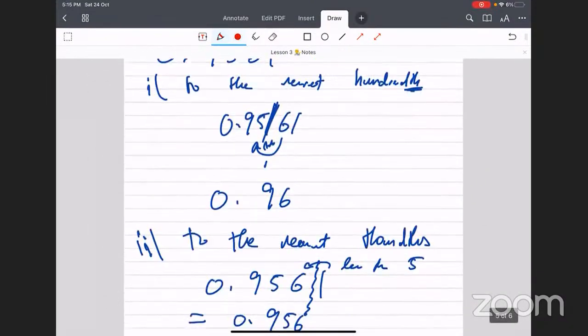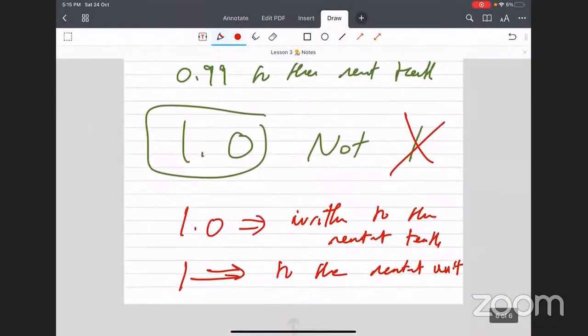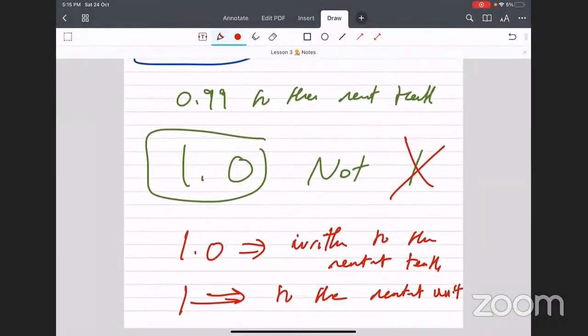So I can't say that they actually, when you write 1, I don't know that it was 0.95.